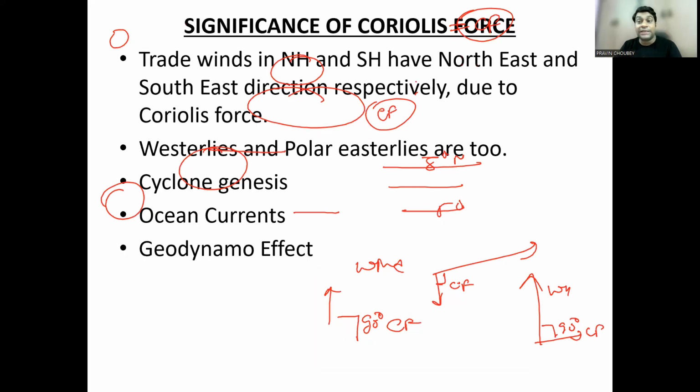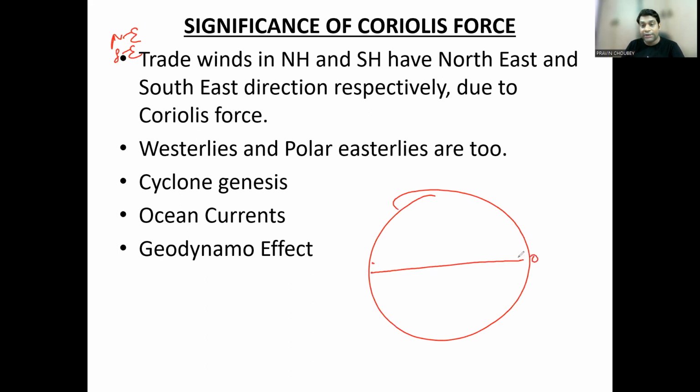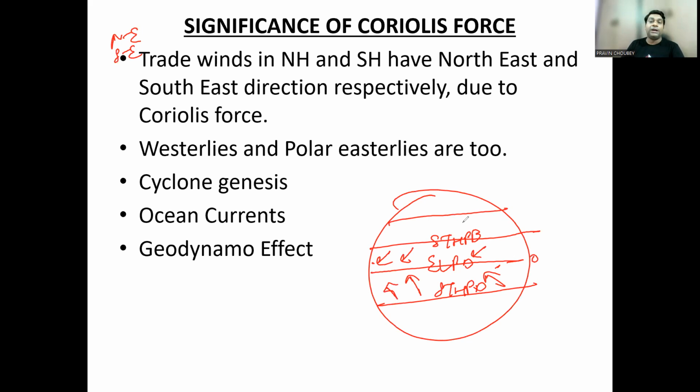Okay, now what is the significance of the Coriolis force? Because we are dealing with the Coriolis force, we should know why it is important to study it. First is trade wind. As you see, the names are northeast trade wind and southeast trade wind in planetary winds. If this is the 0 degree equator, this is the subtropical high pressure belt, and this is the subtropical high pressure belt in your southern hemisphere, and this is the equatorial low pressure belt. So the northeast trade wind and southeast trade wind are basically a change in direction.